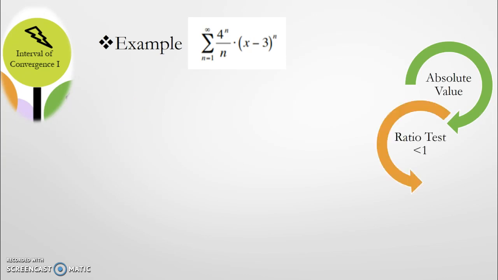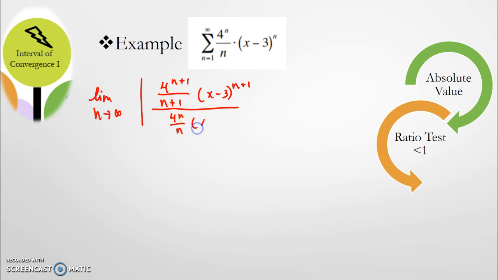It's the interval of convergence that we're interested in. So we're going to take the absolute value and do the ratio test. We're going to do the limit as n goes to infinity of 4 to the n plus 1 over n plus 1 times x minus 3 to the n plus 1, over 4 to the n over n times x minus 3 to the n. Then we're going to subtract exponents to simplify this. So we have 4 times x minus 3 to the 1, and then times n over n plus 1.